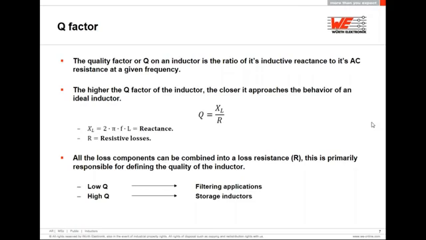Calculation of the reactance can be done by multiplying 2 times pi times the frequency in hertz times the inductance value in henries. All the loss components can be combined into a loss resistance, in this case R. This is primarily responsible for defining the quality of the inductor. If the inductor is used at higher frequencies, the losses increase rapidly.